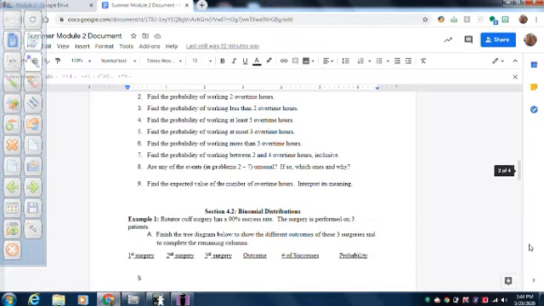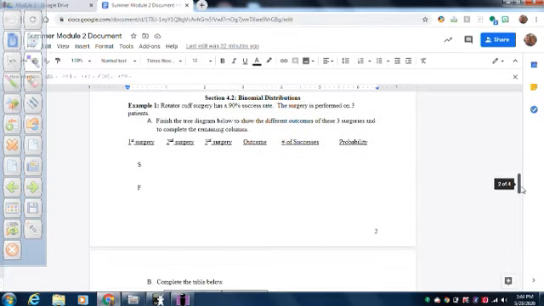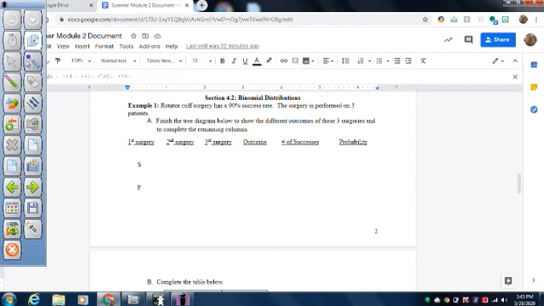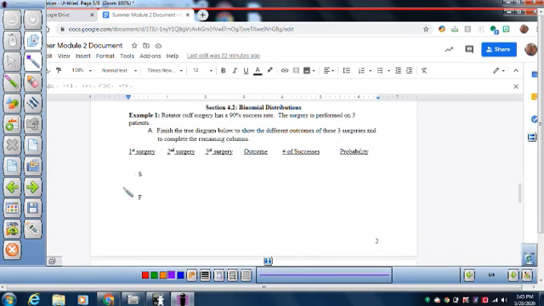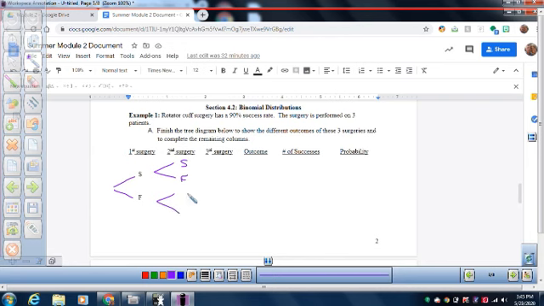So if we're looking at a given situation, here's an example. A rotator cuff surgery has a 90% success rate. The surgery is performed on 3 patients. We're going to create a tree diagram that talks about the possible outcomes for these surgeries. So, the first surgery could either be a success or a failure. The second surgery would either be a success or a failure. And the third surgery would either be a success or a failure. So I'm just creating a tree diagram so you can visibly see what all your outcomes would be.